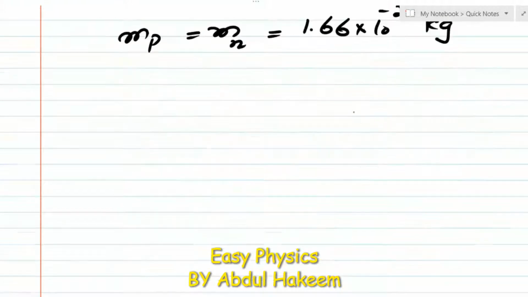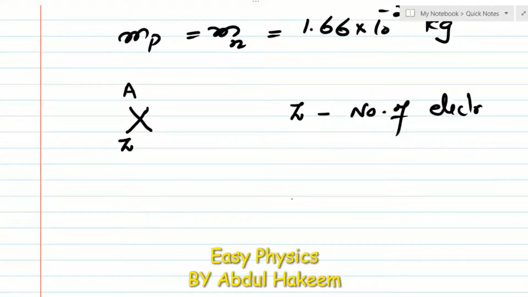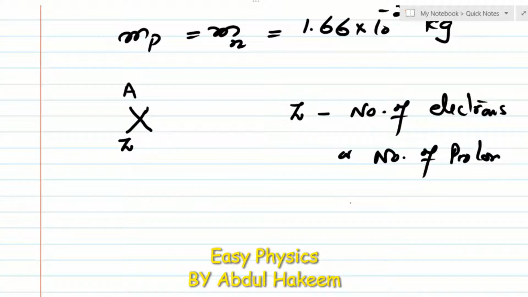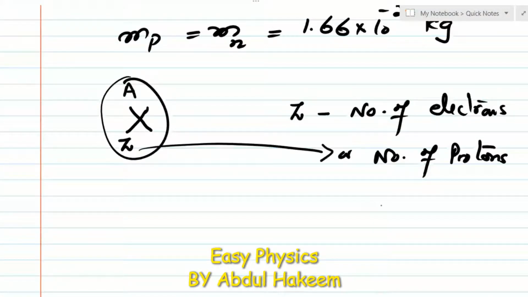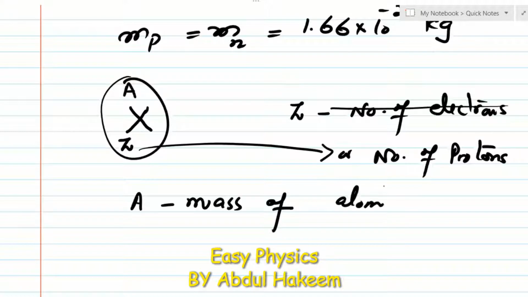Now each atom is represented by its symbol, here the atomic number, and here the mass number. This Z is representing the number of electrons or number of protons in a neutral atom. But if this is representing the nucleus only, then the Z is representing the number of protons only. And A is called mass of atom, atomic mass. And this A is actually the sum of protons plus neutrons in the nucleus.